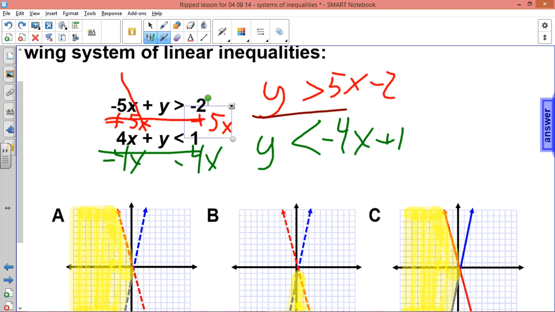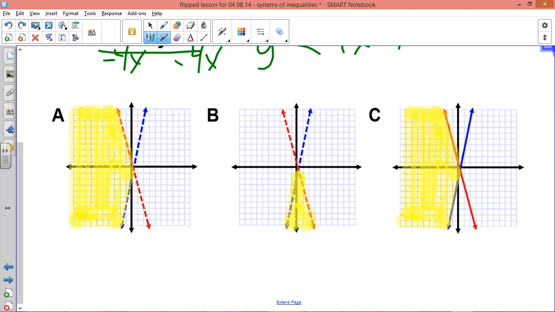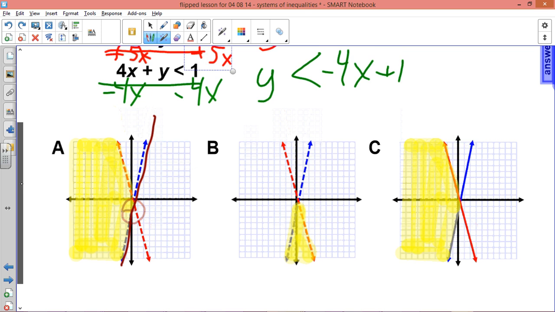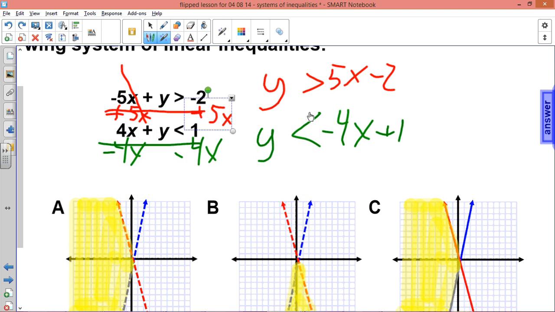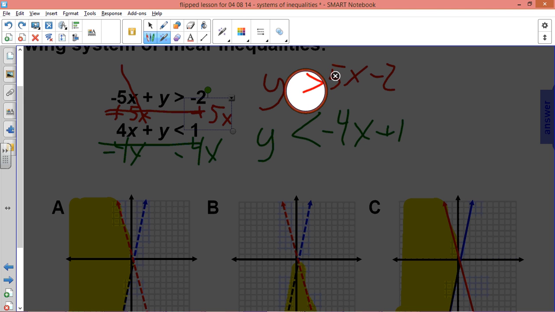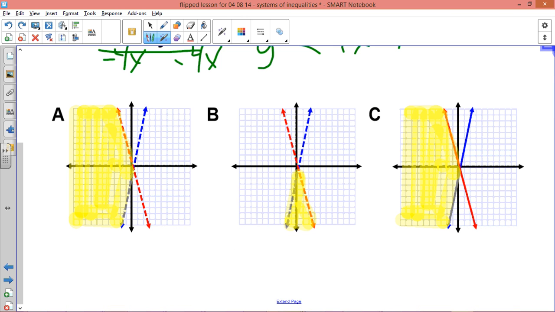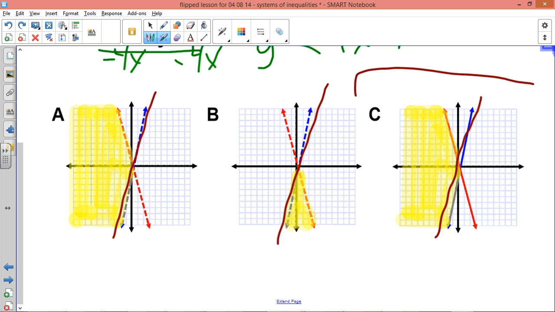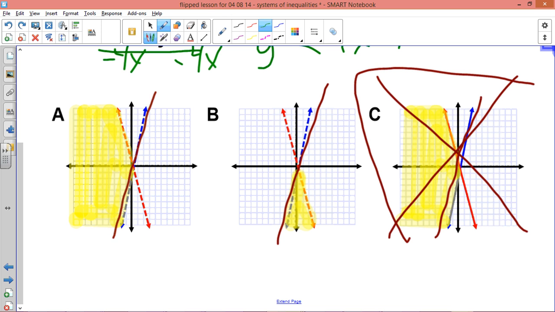Let's look at the first one first. My slope should be 5. My y-intercept should be negative 2. Well, it looks like we're talking about the blue line there. Here's a y-intercept of negative 2, and it's got a very steep slope, so that's probably about 5. And what kind of line does it need to be? It needs to be a dotted line. So the first two are okay. A and B are okay, this one and this one. But notice C has a solid line, so it can clearly not be that. I'm going to cross out C. I know it's not C.